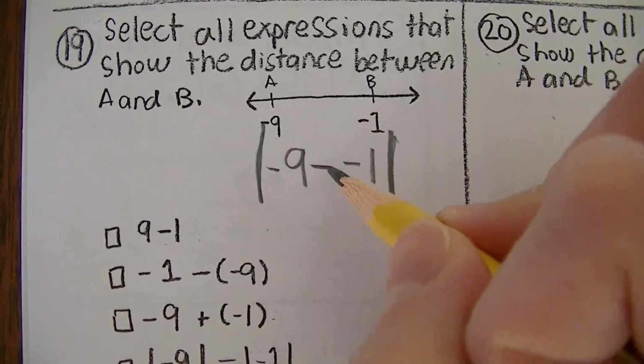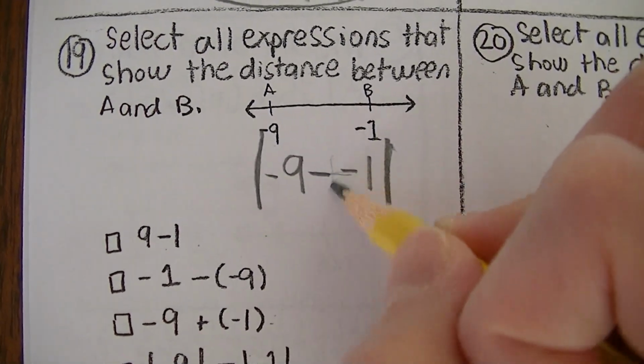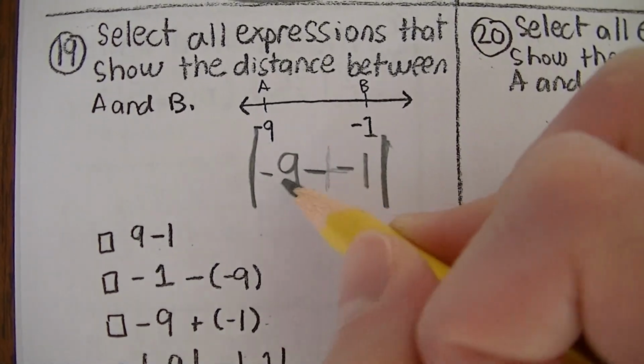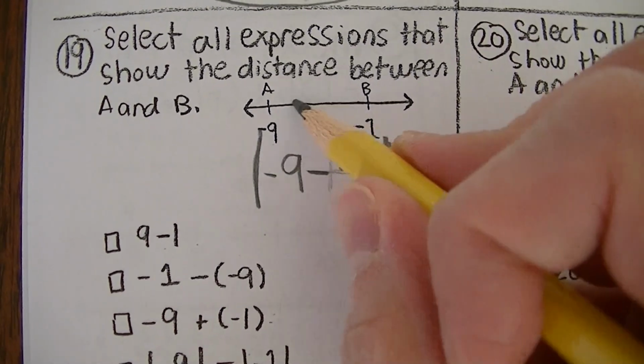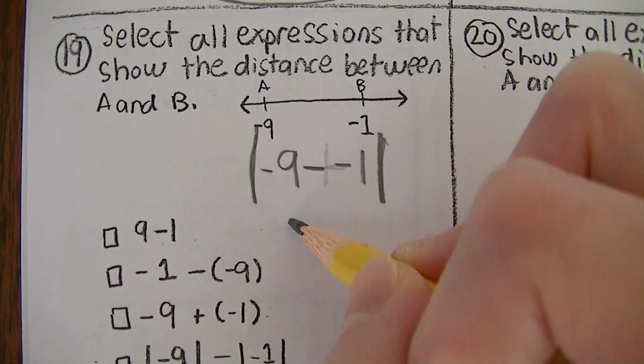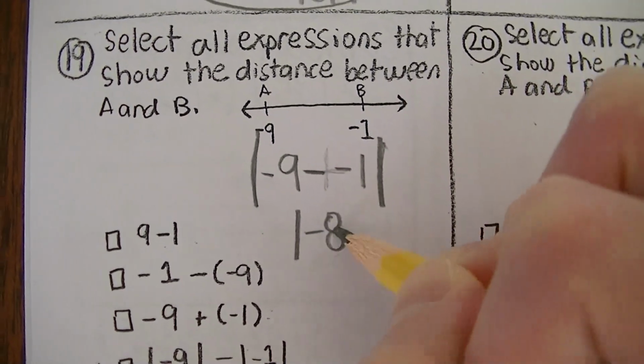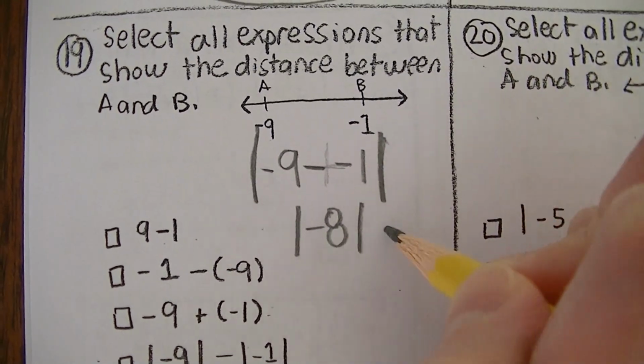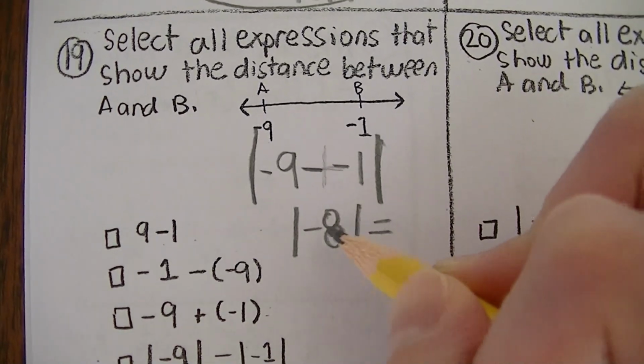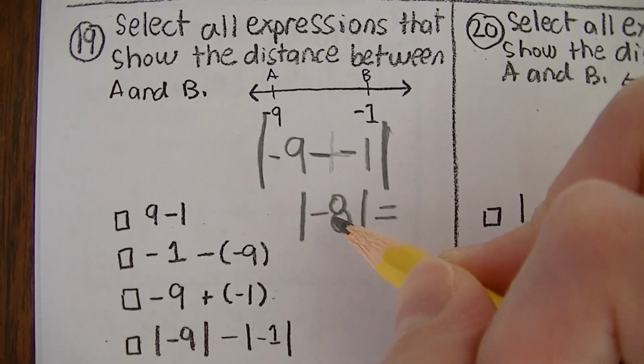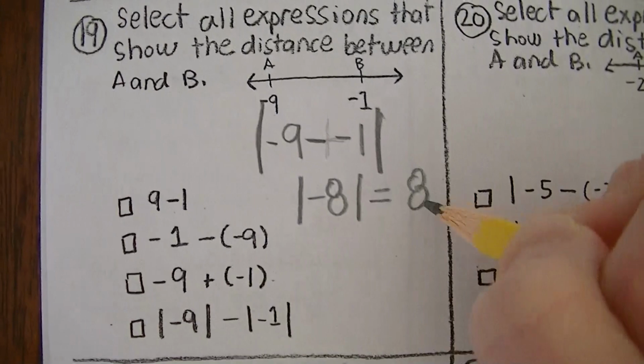So -9 minus a -1, I know I go to the right when I'm subtracting a negative. So it's really -9 plus 1 is how I'm going to imagine it on the number line. So this would be the absolute value of -8, but absolute value is always positive. So the absolute value of -8, which is asking you how far -8 is from 0, it's 8 units. So the answer is 8.